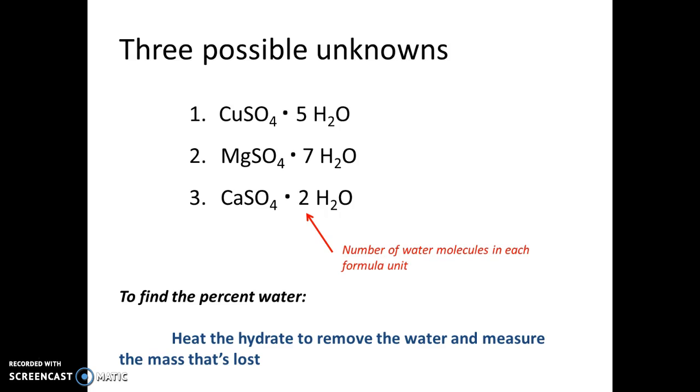We're going to assume that any mass that's lost after you heat your hydrate represents the water that was trapped inside. The water will be removed by evaporation when you heat up your hydrate. So this is the strategy that we're going to follow for this lab to find the mass lost. We're going to assume all of the mass lost is water.